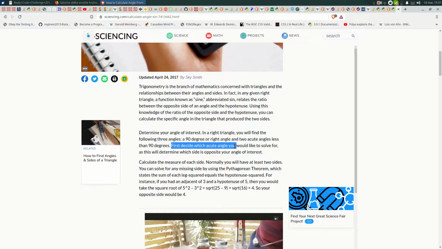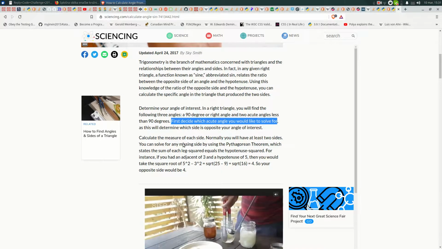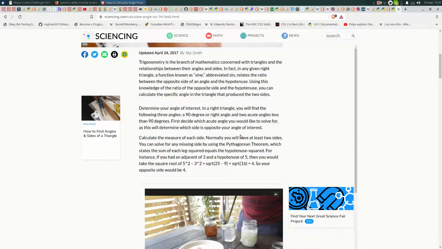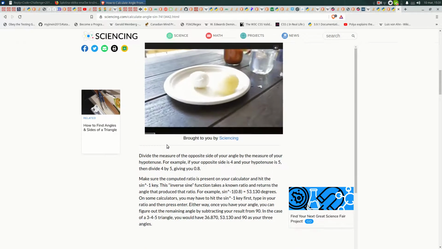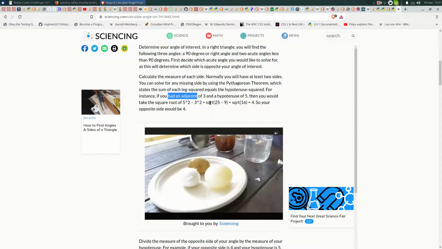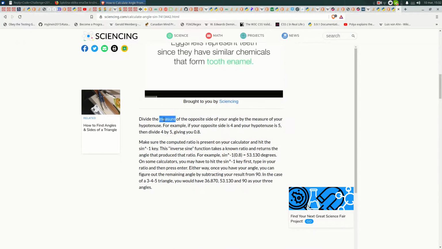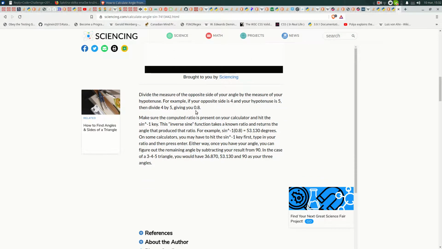Alright, first decide which acute angle you would like to solve for. Calculate the measures of each side. List two sides and solve for them. For instance, you would take the square root, yeah. So your opposite side will be 4, alright. If your opposite side is 4 and your hypotenuse is 5, then divide, so this is 0.8, that's our sine, I guess. Make sure the computed ratio is present on your calculator and hit the sin inverse key.